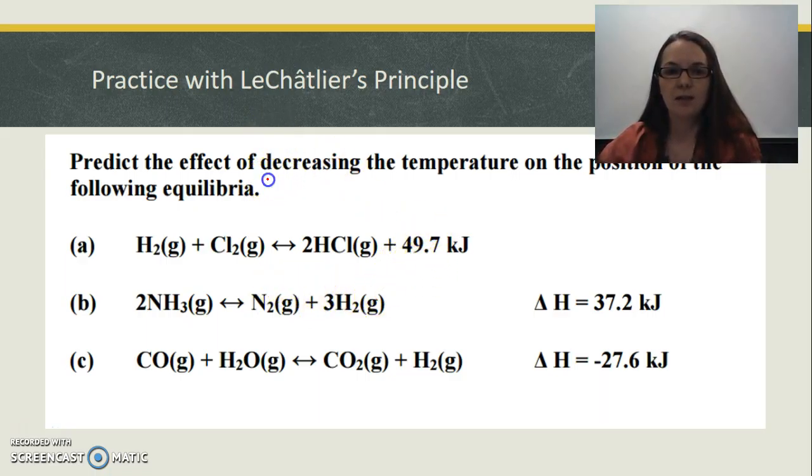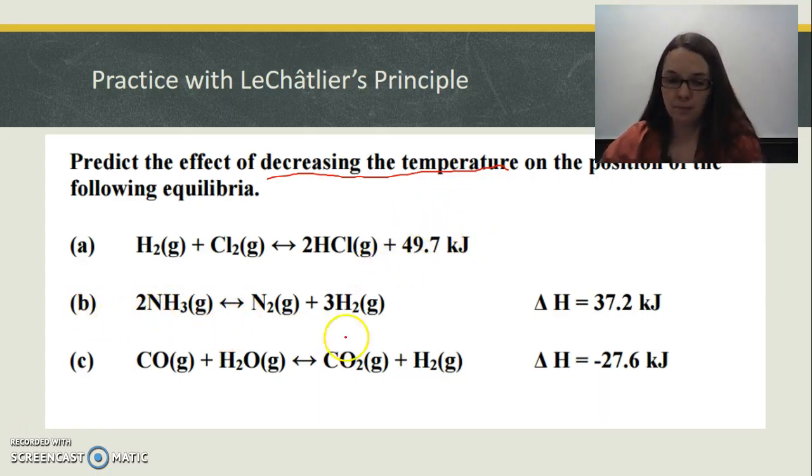So the thing is for every single one of them, we're looking at the effects of decreasing the temperature. So if I decrease the temperature of this first equation, well, remember if the heat is on the right, it's producing heat if it goes to the right, and it's going to be using heat if it goes to the left. So if we decrease temperature, the opposite of decreasing the temperature is increasing the temperature, making more heat. So the answer for this one is that it would shift to the right because it needs to produce more heat. So finally, we have one that shifts to the right.